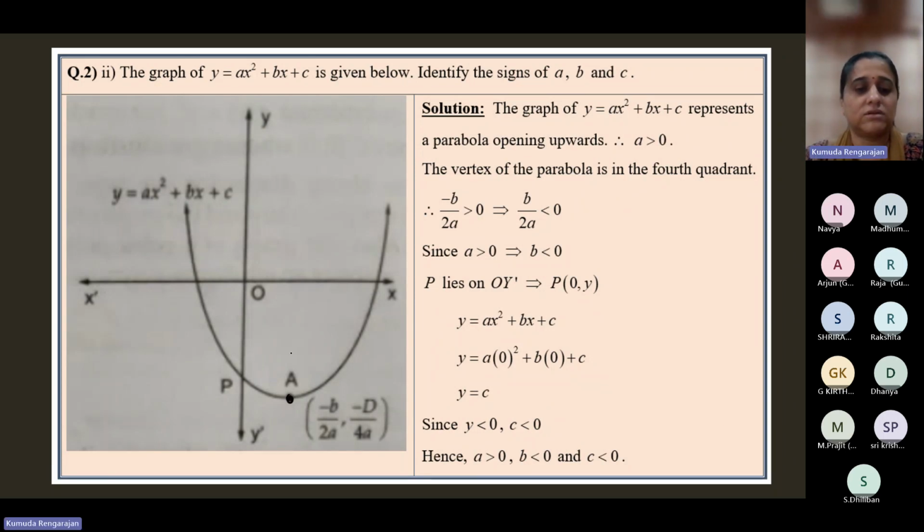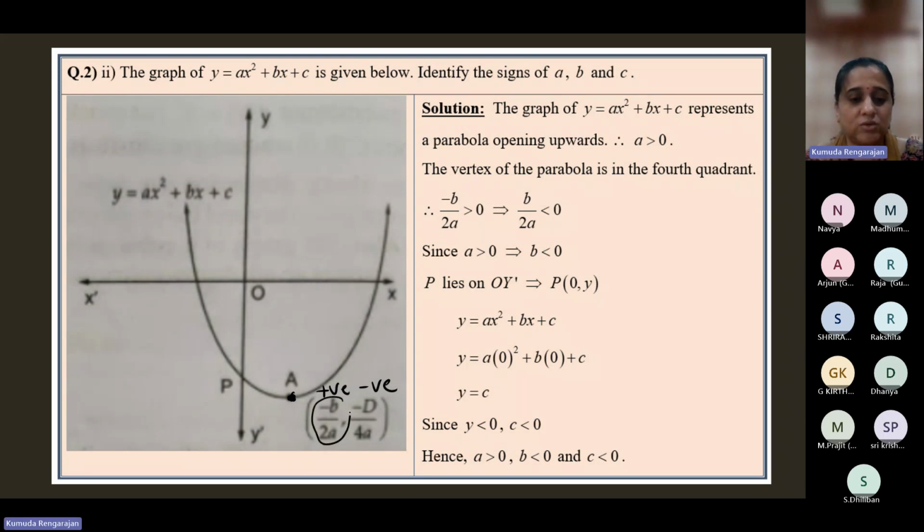So here you can see the vertex lies in the 4th quadrant. And in the 4th quadrant also the x coordinate is positive. I say also because we just saw positive. So in the 4th quadrant, the x coordinate is positive while the y coordinate is negative. You can see in this graph that the vertex A lies in the 4th quadrant, where the x coordinate is always positive and the y coordinate is always negative.